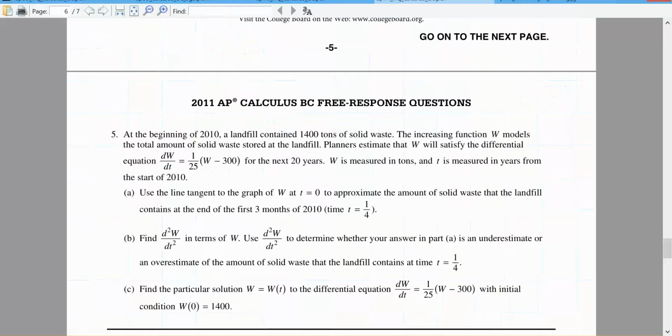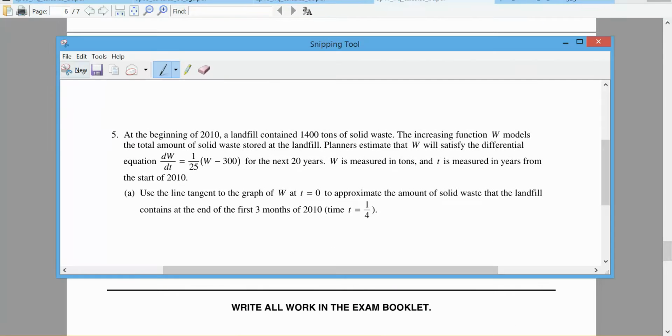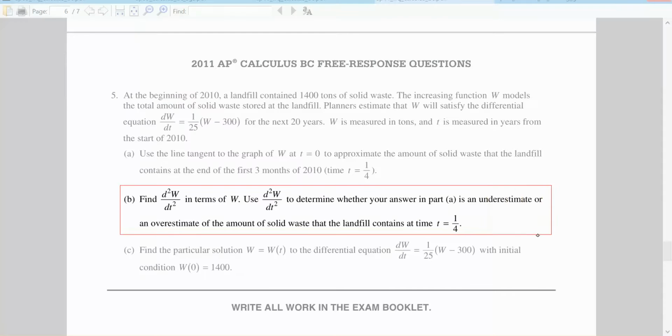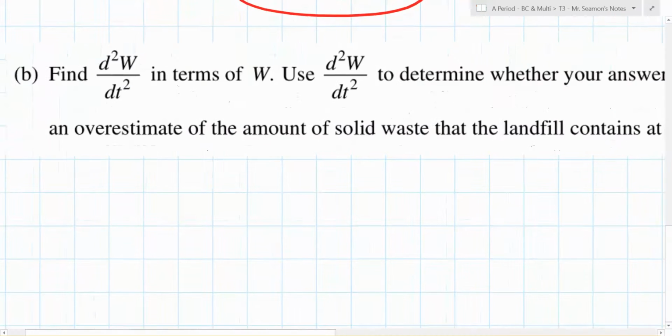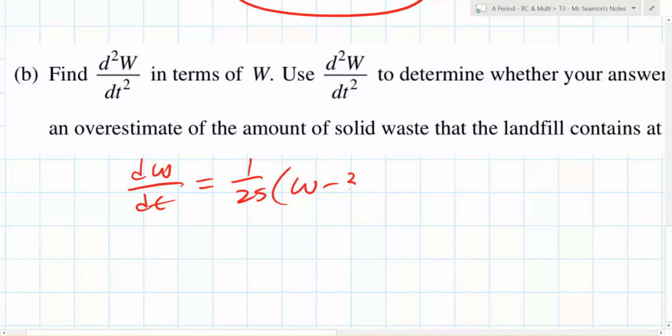So then the next one asks you, find the second derivative. Is there any special trick to finding the second derivative? Find the first derivative first. And do they give us the first derivative? Yeah, they tell us that dw/dt is equal to 1/25 times (w minus 300). What's the only thing you should do before you differentiate? We're differentiating, not integrating, so no separation yet. Distribute, literally just distribute first. dw/dt is equal to 1/25 w minus 12.